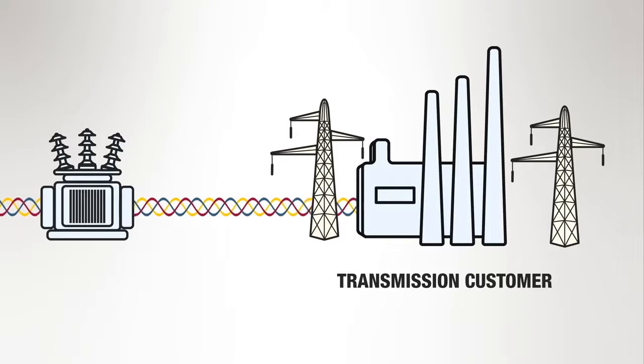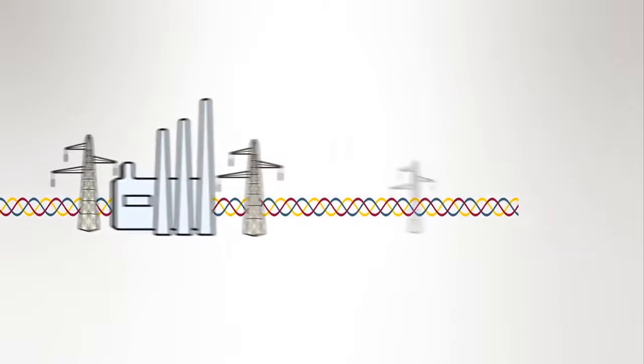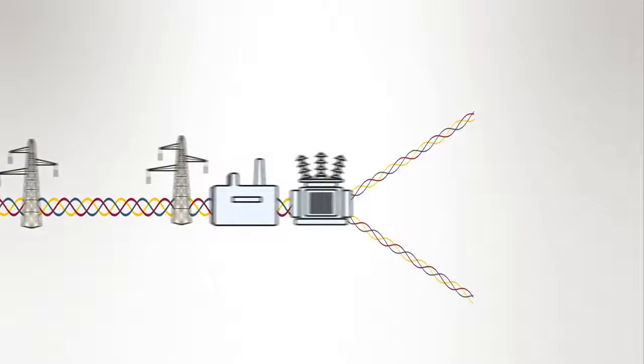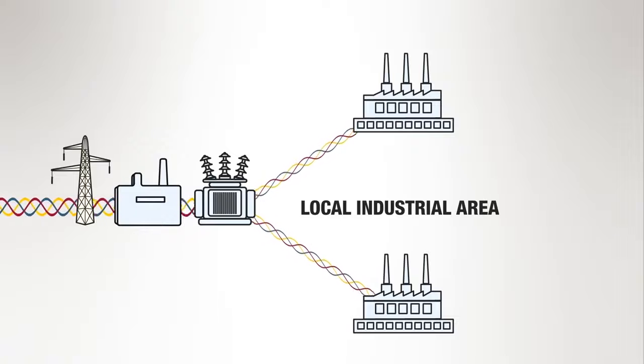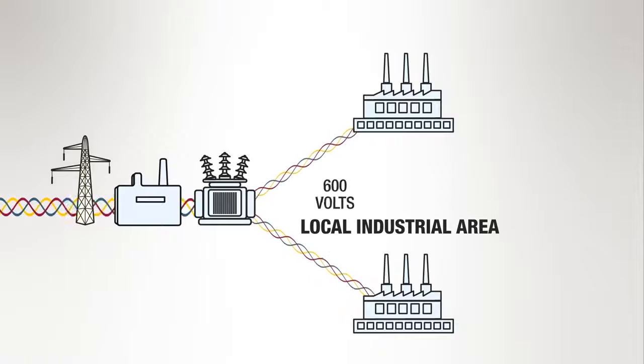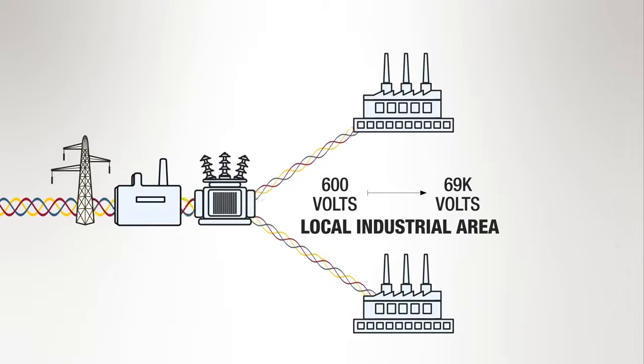When the power exits the transmission customer, it will enter a distribution substation where a step-down transformer reduces the voltage for use in a local industrial area. This medium voltage power is used by industrial customers such as factories and other large users. Medium voltage customers use power ranging from 600 volts to 69,000 volts, or 69 kV.